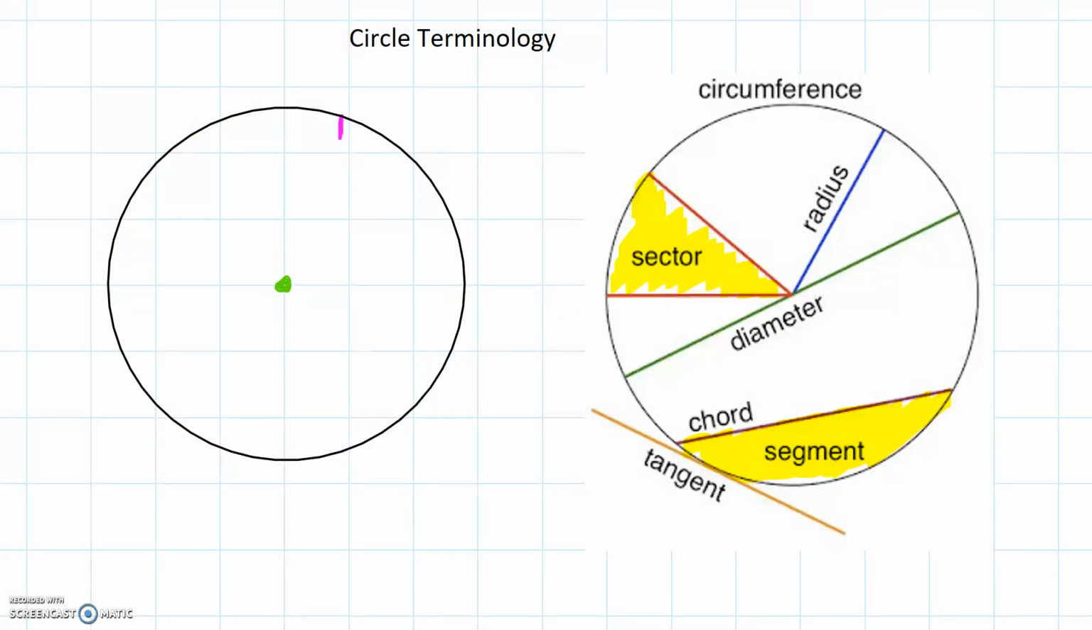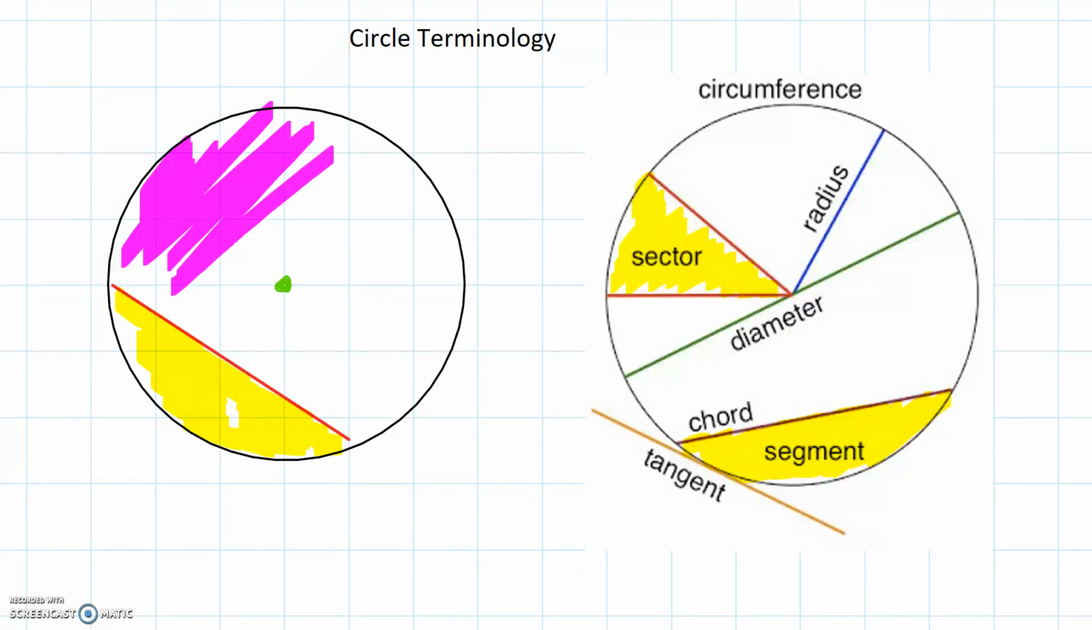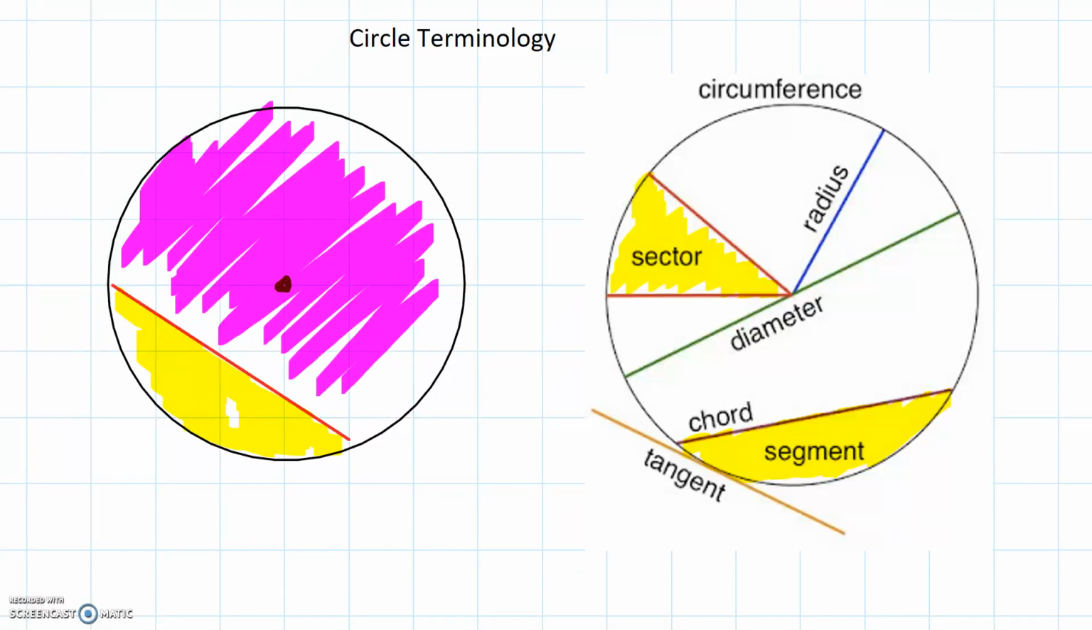Right, what about a segment? So a segment, you'll see all I need to do is draw a chord. Let's do a straight one. So that chord, remember, joins two points on the circumference with a straight line. A segment is the area enclosed by that chord. Or it could be this segment over here, this massive one on this side. Okay, both of those would be segments.